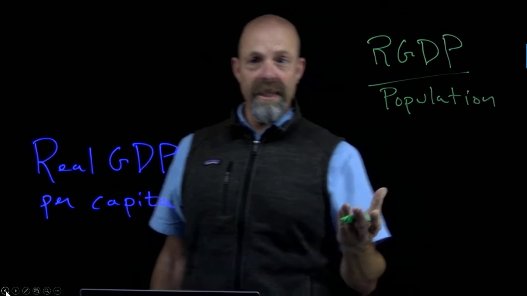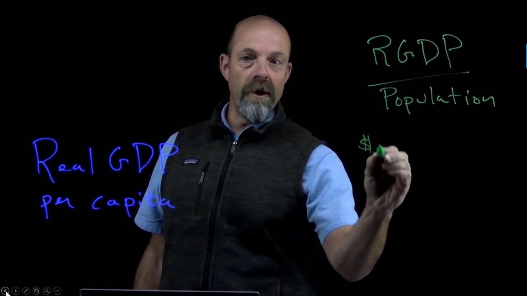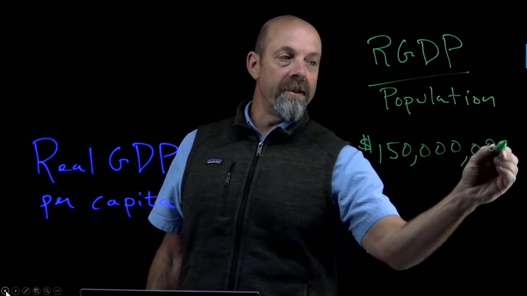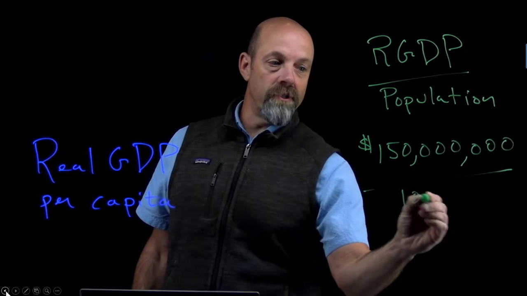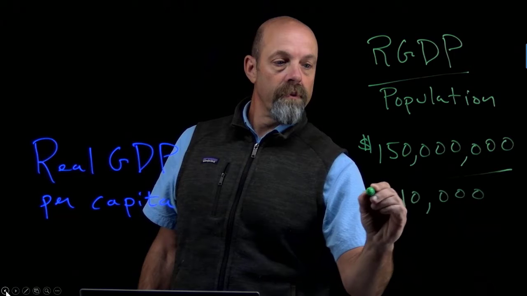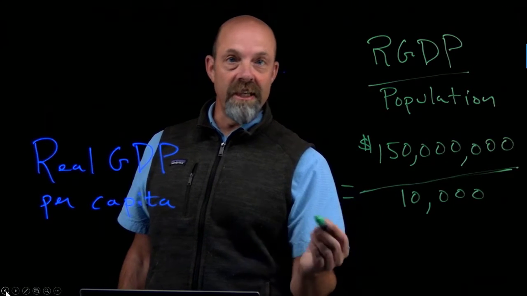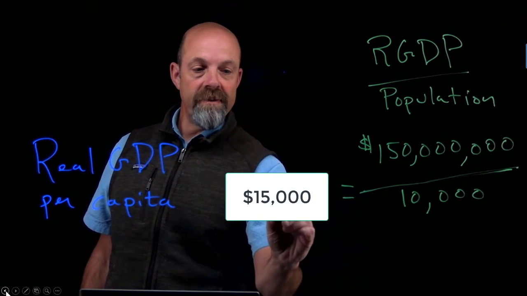So let's take a real easy example. Suppose the GDP for a nation is equal to $150 million, and that nation has a population equal to 10,000. Dividing those two numbers gives us a GDP per capita equal to $15,000.